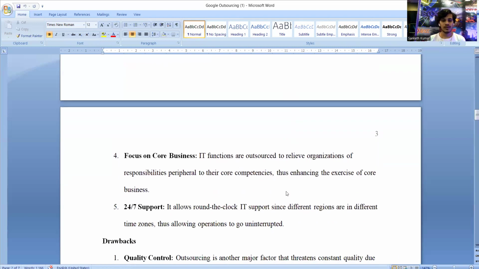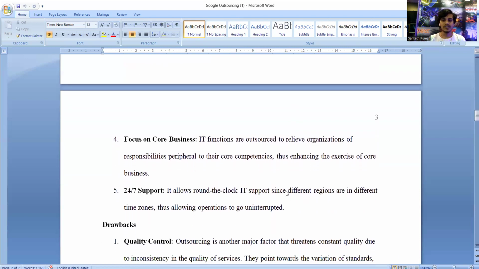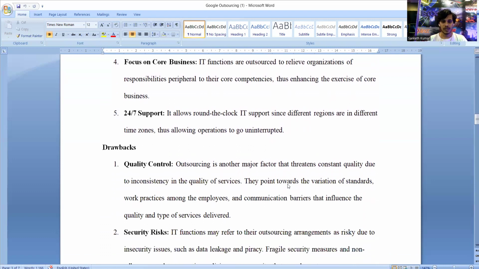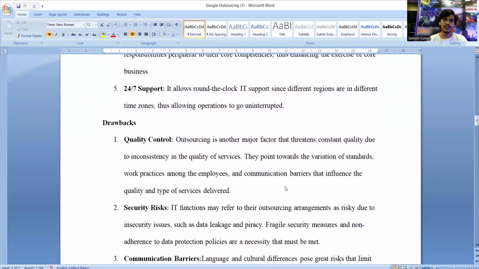Coming to the fourth one, focus on core business. IT functions are outsourced to relieve organizations of responsibilities peripheral to the core competencies, thus enhancing the exercise of core business. Fifth, 24 by 7 support. It allows round-the-clock IT support since different regions are in different time zones, thus allowing operations to go uninterrupted. Everything has benefits and disadvantages.